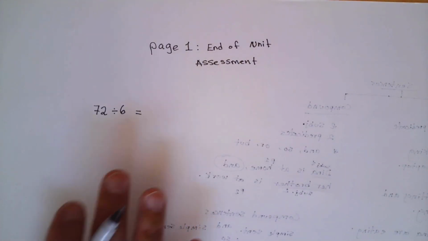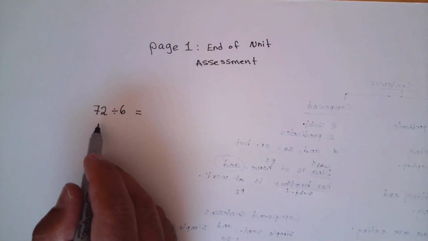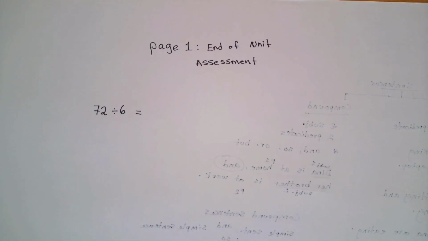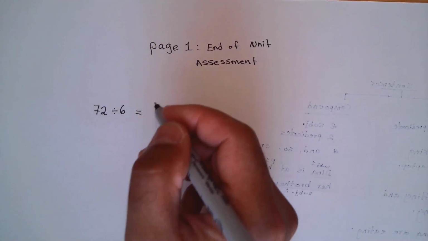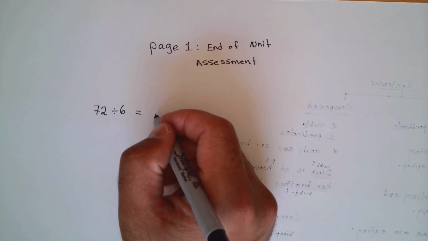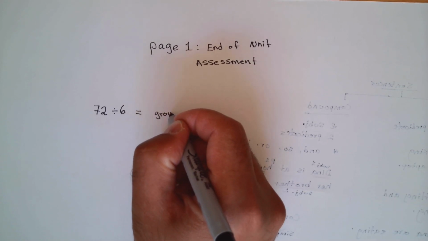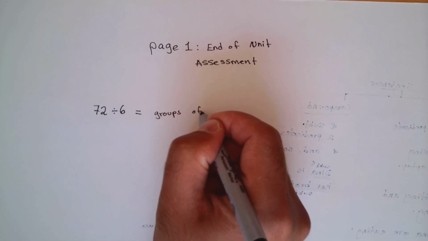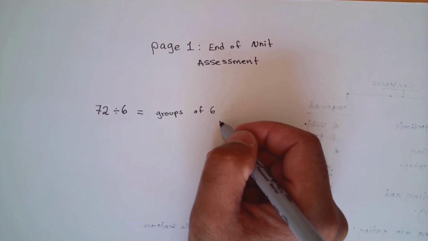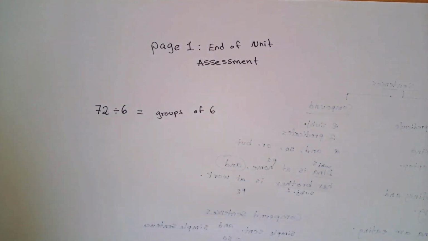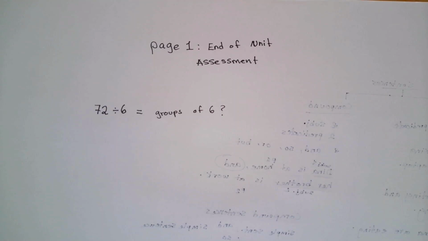So, when we're looking at 72 divided by 6, we want to know how many groups of 6 can give us 72. How many groups of 6 can give us 72?